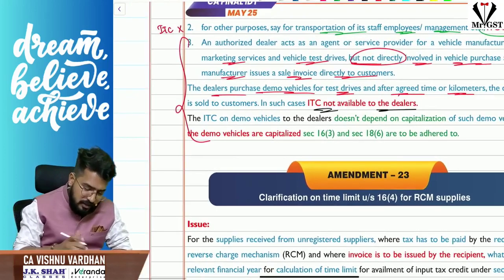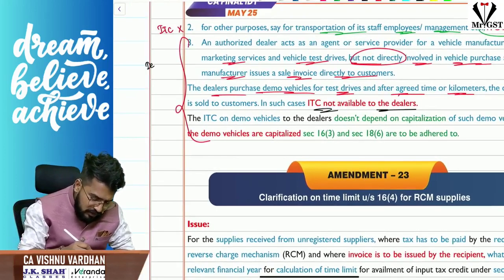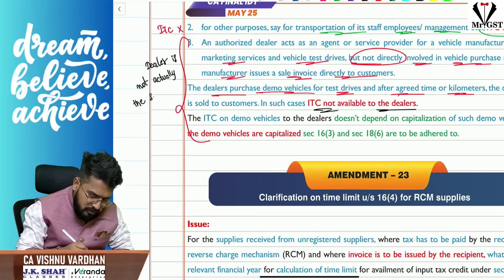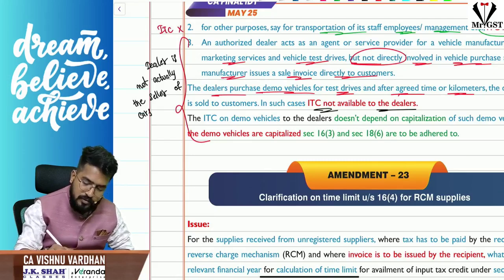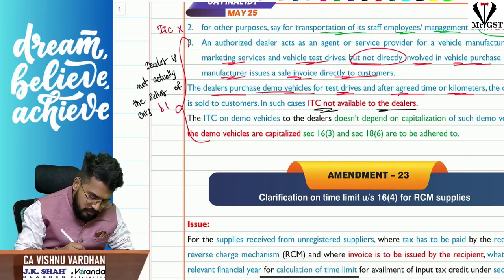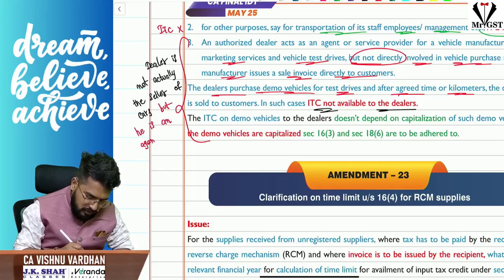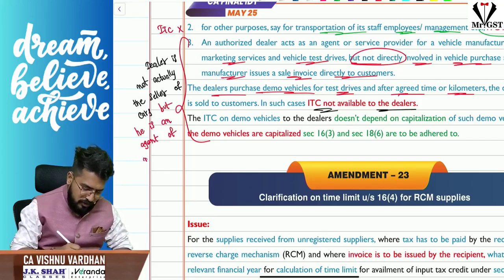That means here, the dealer is not the actual seller of cars, but he is an agent of the manufacturer.